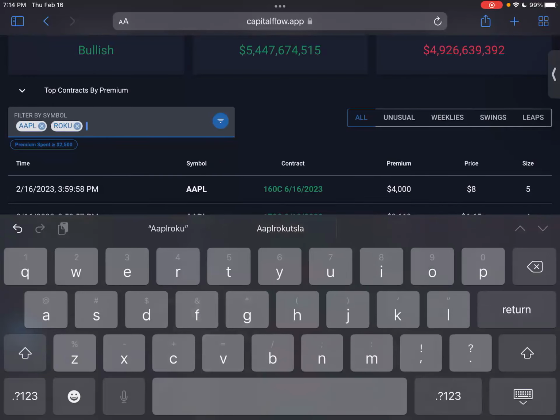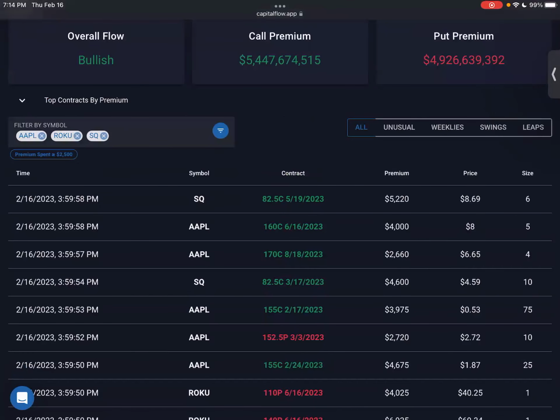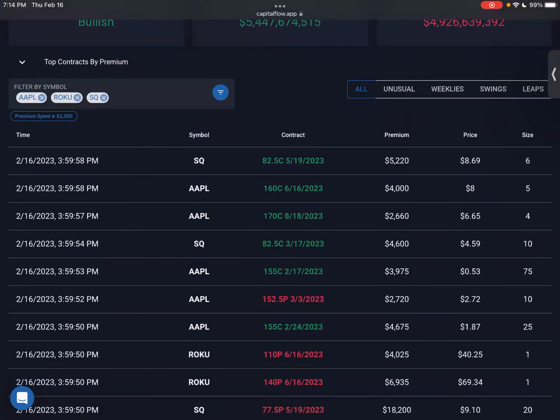As you type those tickers in, now you can come down here, and this is where you see the real-time flow come in, the real-time orders come in, right? So we're looking at Apple, Roku, and Square. Right here, all the way on the left column, this is the time. It's going to show you the time that the order came through. Next to that is the symbol, so you'll see the ticker symbol of the stock that you're watching. You'll see contract, right? This is what was bought.